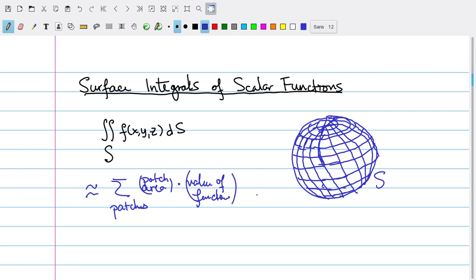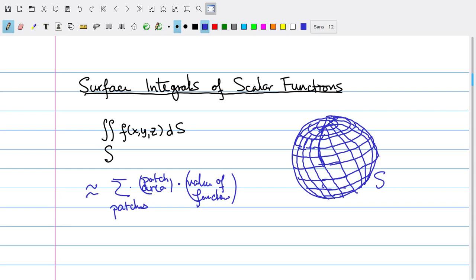So this is a generalization of how we did integrals over areas in the plane, but now my regions don't have to be on a plane. They don't have to be flat. They can be on a curved surface. And this is an approximation here. So as I take the limit, as I make my patches become finer and finer and finer, this is exactly the surface integral.